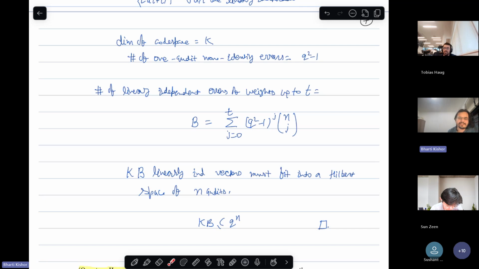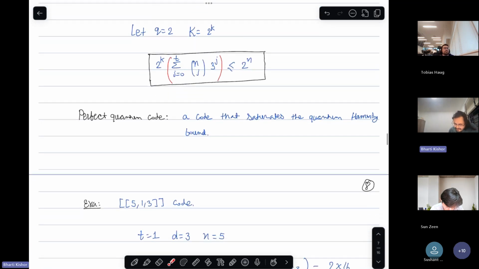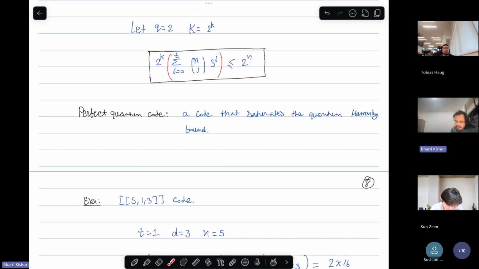For non-degenerate codes, because we assumed that C is full rank, using that we did this counting argument. But assume that C is not full rank, then can you have some kind of bound which you can call the Hamming bound, and a code that saturates it? Here I have written the quantum Hamming bound for q equal to 2 and K equal to 2. And a perfect quantum code is a code that saturates the quantum Hamming bound.